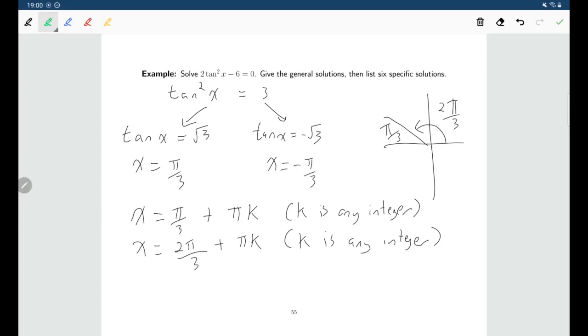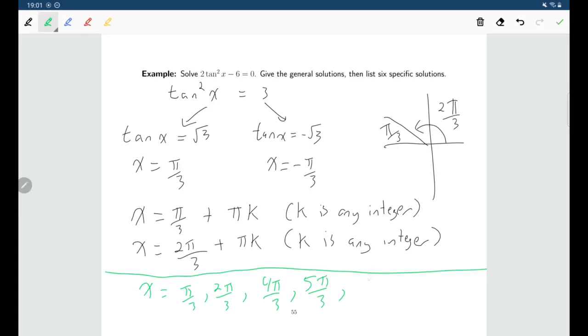Then if you wanted to list 6 specific solutions, you could say, if k were 0, you'd have pi over 3 and 2 pi over 3. If k were 1, you would have pi over 3 plus pi, which is 4 pi over 3, and 2 pi over 3 plus pi, which is 5 pi over 3. If k were 2, you'd have pi over 3 plus 2 pi, which is 7 pi over 3, and 2 pi over 3 plus 2 pi, which is 8 pi over 3. And you could continue going.